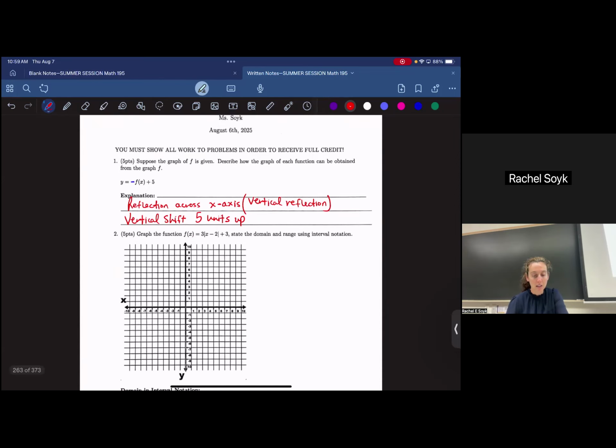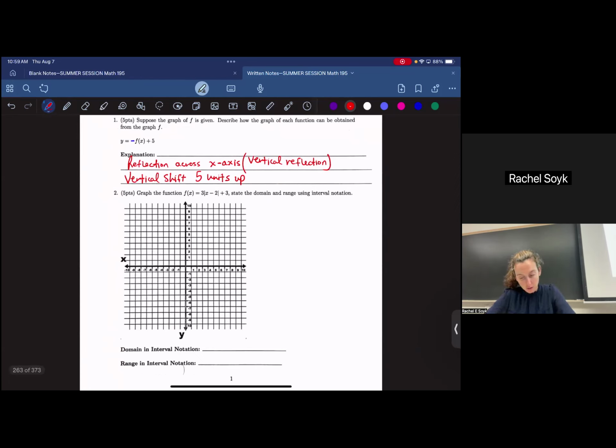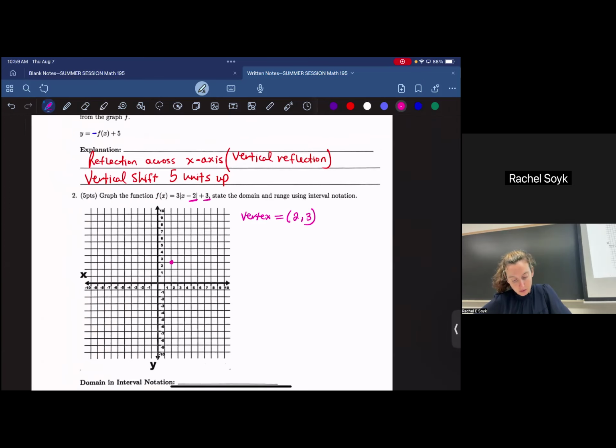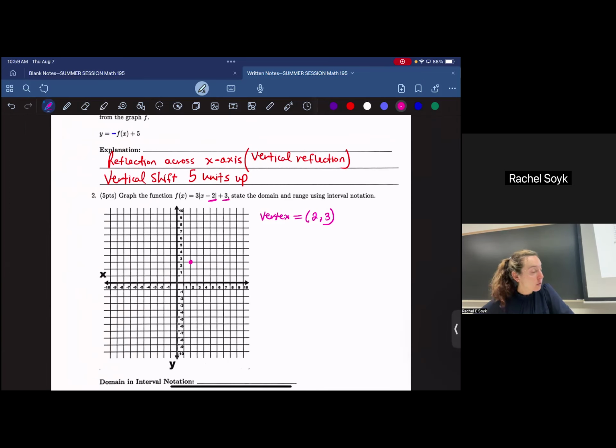Question 2, we're asked to graph this absolute value function. Our vertex is just our h comma k. So our vertex point here is 2 comma 3. So let's go very quickly and plot that. And then absolute value, well, our toolkit function is just our famous V at the origin. But what's happening here, we have a vertical shift up 3 units.